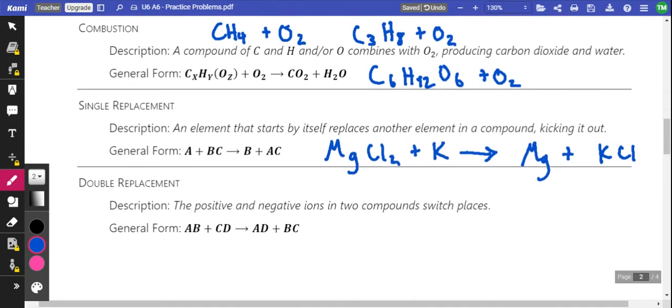Okay, double replacement is kind of like a happier ending for single replacement. Instead of just kicking something out and saying, get out of here, we end up switching partners. It's like a square dance. So we have two compounds, usually ionic compounds, that switch partners. Either the cations switch or the anions switch, it doesn't matter which one you pick, but they switch partners with each other. So let's say I had MgCl2 plus KF.